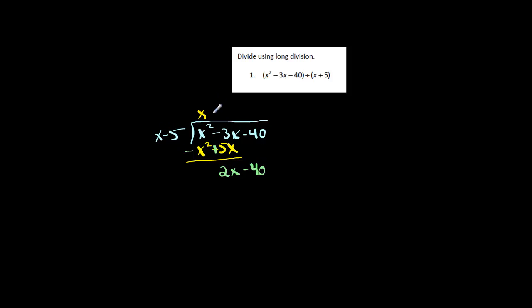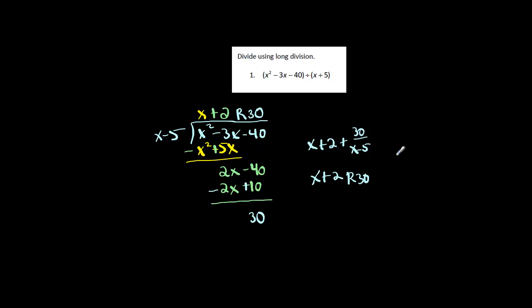X goes into 2x 2 times, so 2 times x is 2x. 2 times negative 5 is negative 10. Let's change the signs and add down. So you have a remainder of 30. So you could write down x plus 2 plus 30 over x minus 5, just like you would when you're dividing regular numbers. This number, the remainder divided by the quotient, or you could write it with the remainder. Either one is fine.